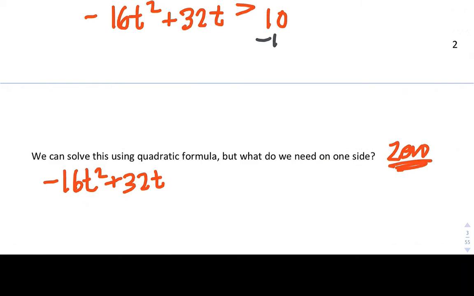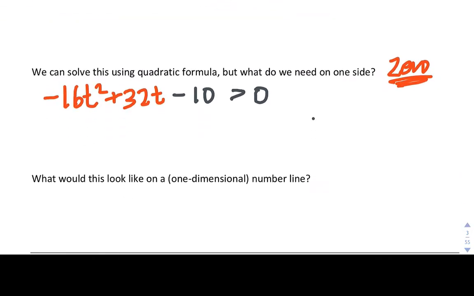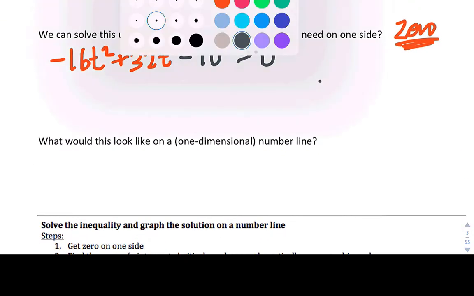We want to get 0 on one side, so I'm going to make this an equation and just say, all right, we're going to subtract. Well, we can leave it like this. Minus 10, when is that greater than 0? So there's the new part. Let's use quadratic formula and solve.